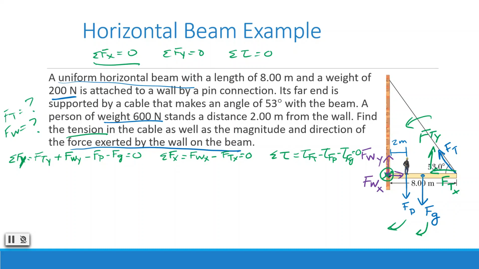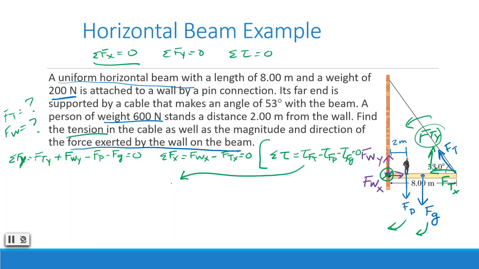So I'm going to start over here with my torque equation. And the reason I'm going to start with that is because it doesn't involve that unknown force at the wall. So the torque due to tension is going to be based on the component of tension that's perpendicular to the beam, which is Fty.